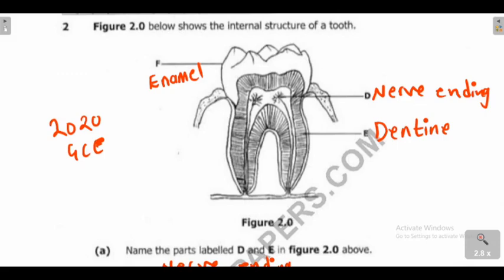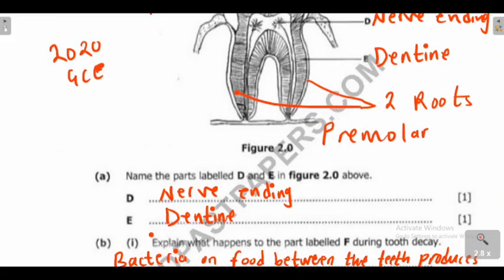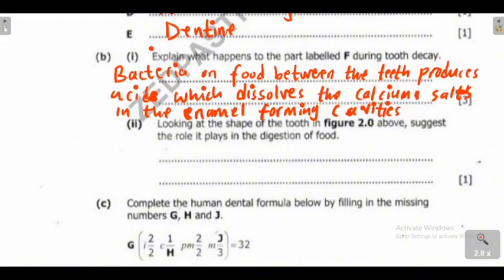So this is the tooth. When you look at this tooth, you'll be able to see the roots. These two roots, they are two. So this tooth consists of two roots. The only teeth with two roots are the premolars. So we are saying this is a premolar, and the function of the premolar in the digestion of food is just used for crushing and grinding of food. So this is the answer that you are going to write here.